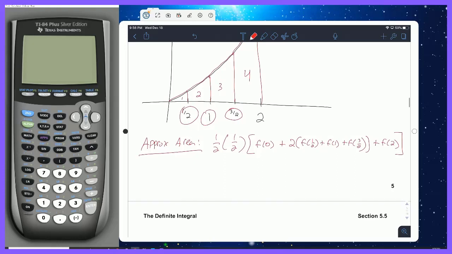If I calculate this, it actually comes out to 1/4 times 0 plus 2 times, and the values are: the first value is 1/8, the second value is 1, the third value is 27/8, and the fourth value is just 2 cubed, which is 8. And so we're going to get an answer of approximately 4 1/4, and we'll call it units squared. So the trapezoidal rule gives us an approximate area of 4 1/4 units squared.